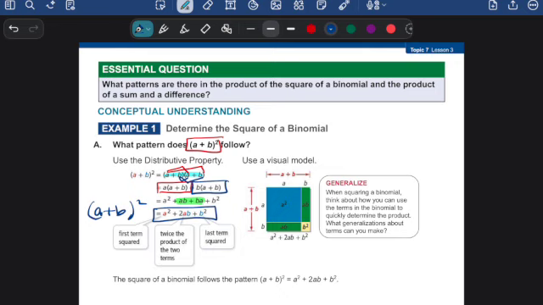You can see the area model as well. If we did our area model, each expression is a plus b, and we saw the area model, and then we combined our diagonal terms, our ab terms, we would get the same expression. A squared plus 2ab plus b squared.